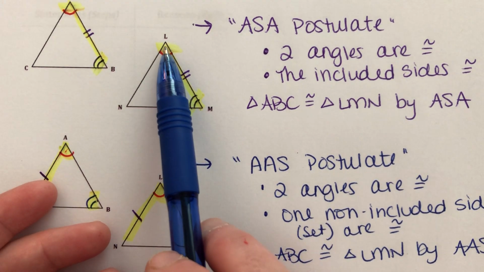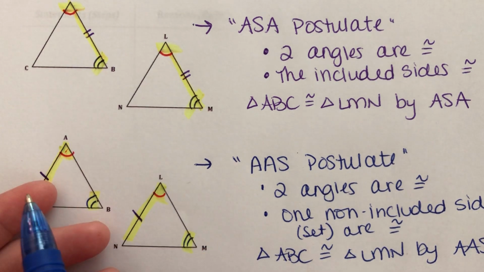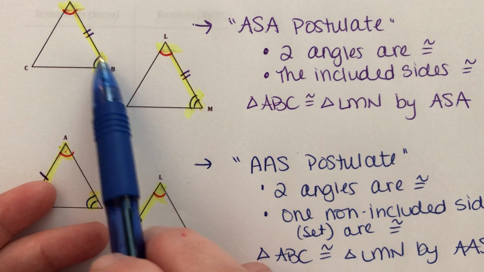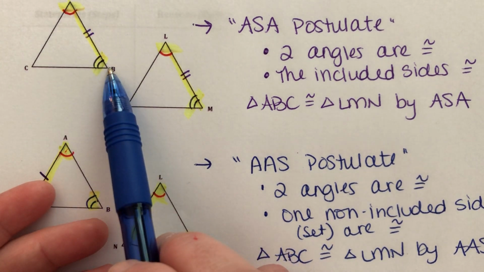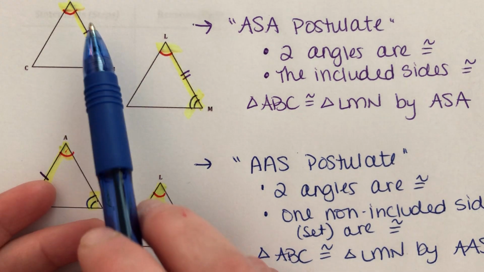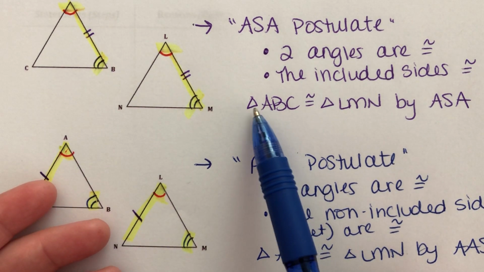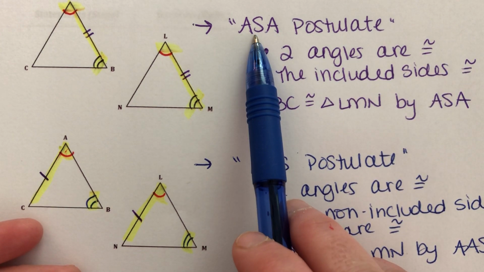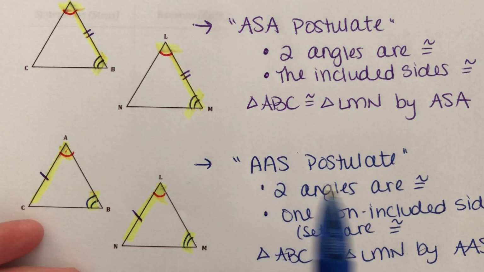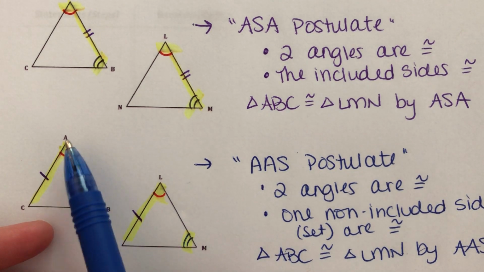So all we have to know is that 2 angles are congruent to their corresponding angles in 2 different triangles, and the side that connects them, and we call that an included side. It's the side in between these 2 angles. So it has to be that included side. It has to touch both angles that are congruent, and if that's the case, we know the entire triangles are congruent. So that's ASA. AAS, the last shortcut we have, is when 2 angles are proven congruent in our triangles.